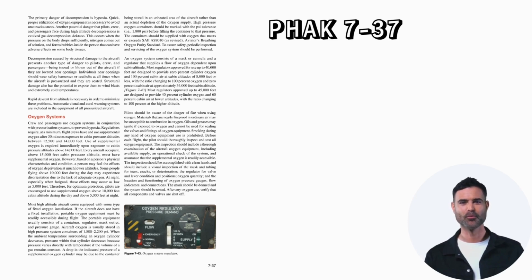Most regulators approved for use up to 40,000 feet are designed to provide 0% cylinder oxygen and 100% cabin air at cabin altitudes of 8,000 feet or less, with the ratio changing to 100% oxygen and 0% cabin air at approximately 34,000 feet cabin altitude. Most regulators approved up to 45,000 feet are designed to provide 40% cylinder oxygen and 60% cabin air at lower altitudes, with the ratio changing to 100% at the higher altitude.